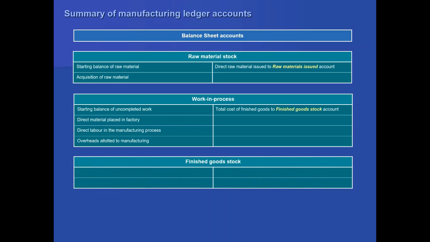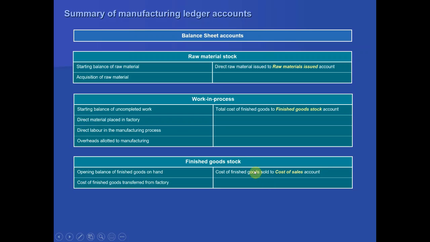So speaking of, we have again an asset account, so it should have a debit balance. So the opening balance of finished stock that was previously transferred from work in process will sit on the debit side, and then as we indicated just a few seconds ago, we credit work in progress and debit finished goods stock with the cost of the finished goods transferred from the factory.